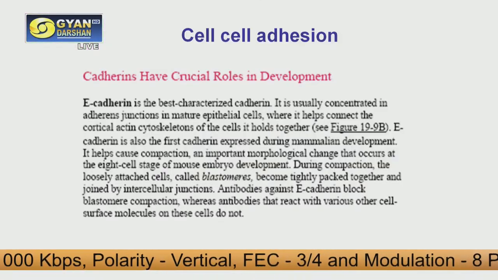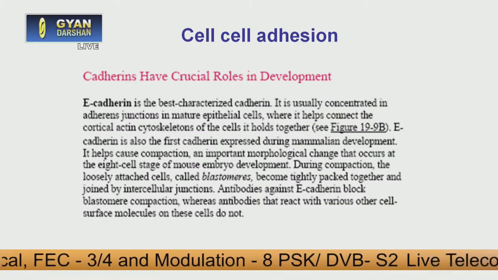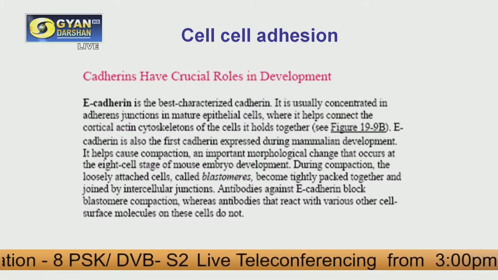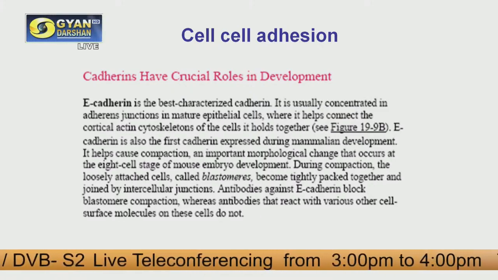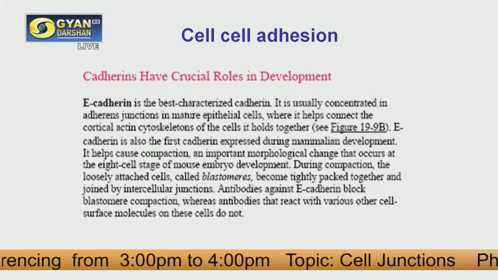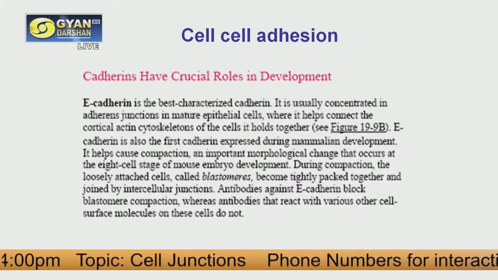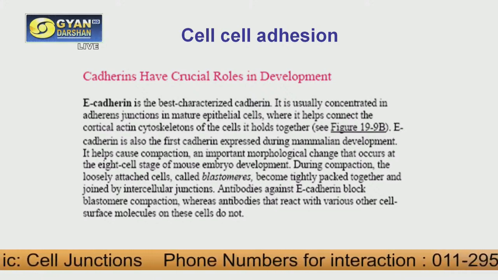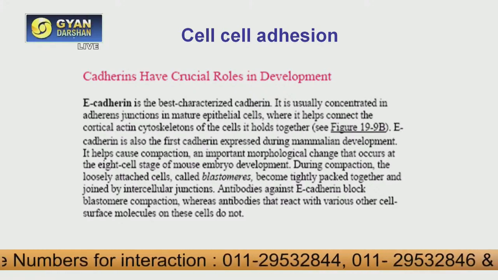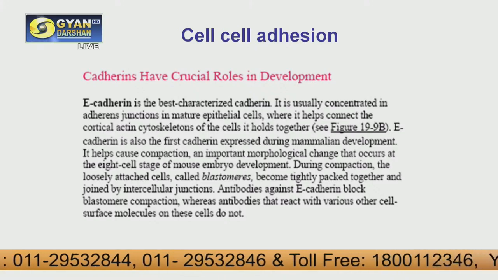Of course, the E cadherin which is present in the epithelial cells helps connect the cortical actin cytoskeleton of the cells and they are held together. E cadherin is also the first cadherin expressed during mammalian development, and it causes compaction, an important morphological change that occurs during mouse embryo development. Like for instance, the formation of the blastomeres.